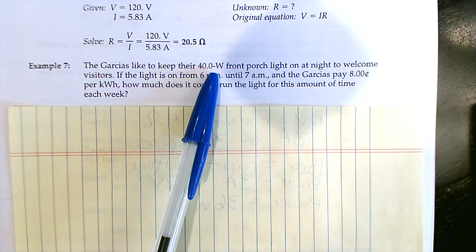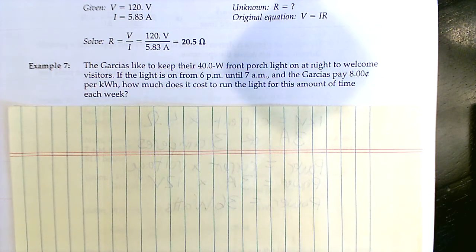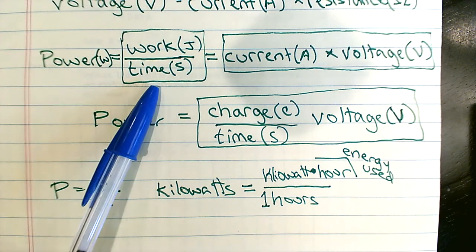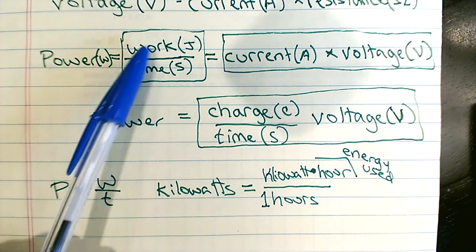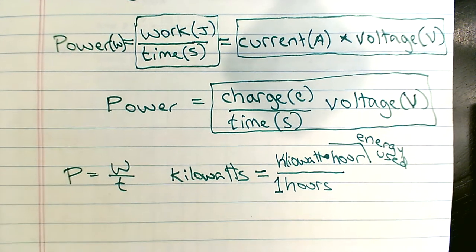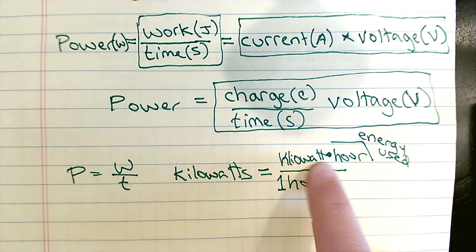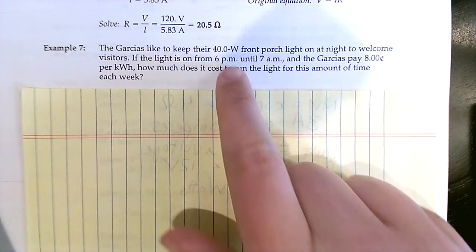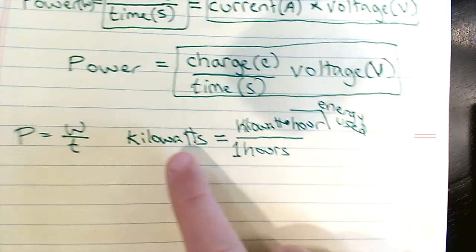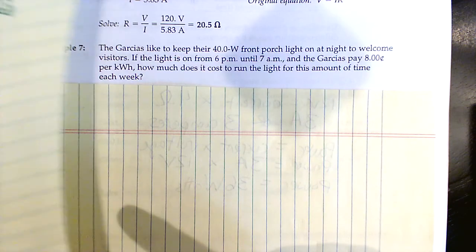So we have watts, which is power. We're given some times. All right. So if we have a power and an amount of time, we're looking at power equals work divided by time. But when we start talking about charging people for electricity, remember the people are generally charged by the kilowatt hour of energy used. Okay, so we probably would like to convert this amount of watts into kilowatts. So that would be the power of their front porch light.